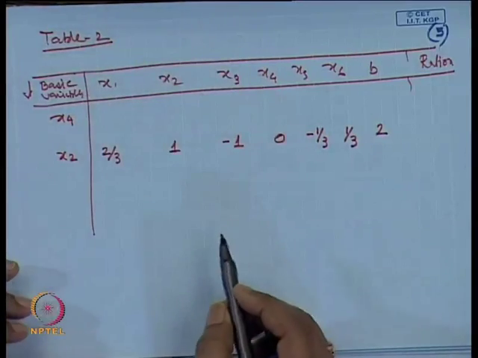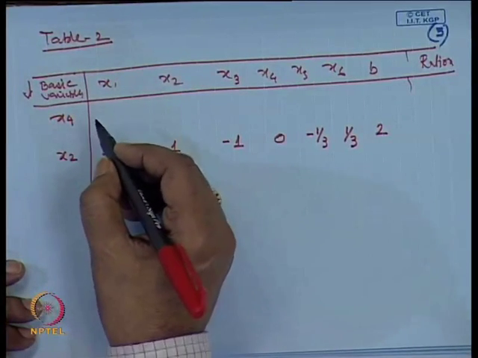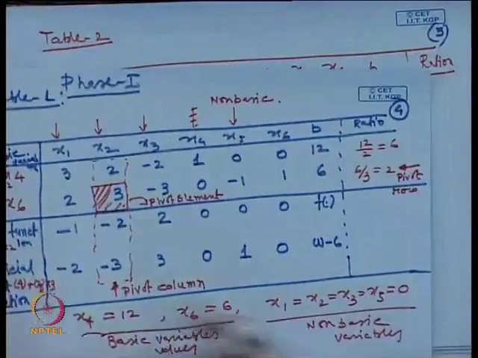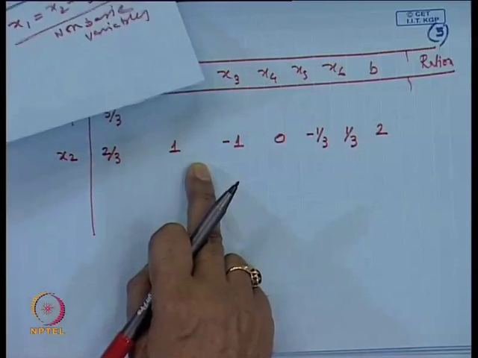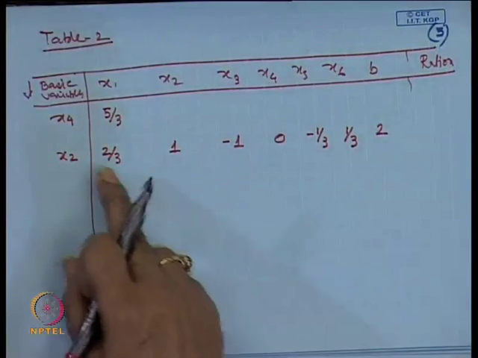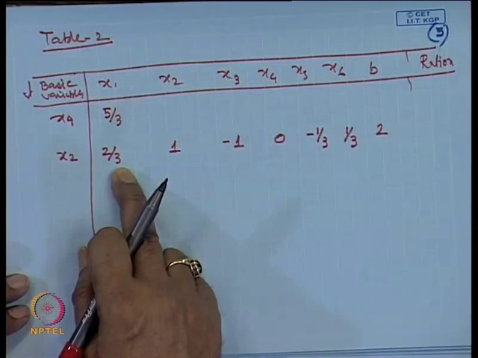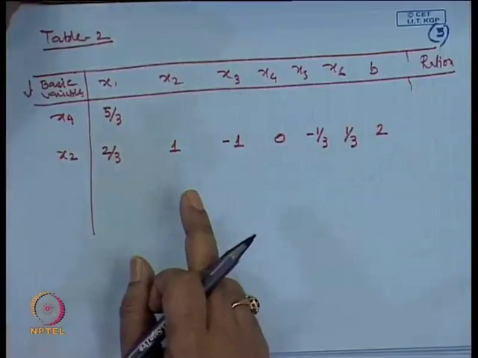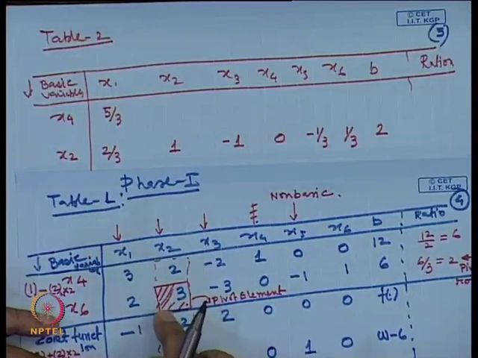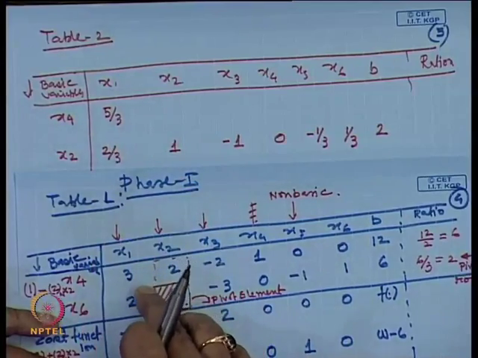Now, whatever operation I did, if you do this, then this will come to 5 by 3. What did I do here? You see, the equation number 2 after normalization, agree, is multiplied by 2. That means you will get 4 by 3, and 3 minus 4 by 3, agree.